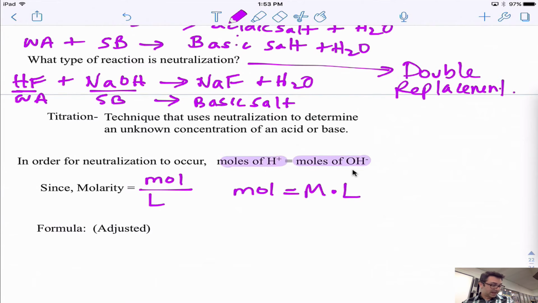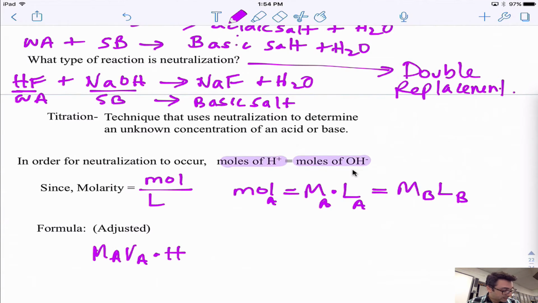And so this means that the molarity of the acid times the volume of the acid, since it's equal to the moles of the acid, will be equal to the molarity of the base times the volume of the base. And so now we can use this equation, and the formula will look like this. Molarity of acid times volume of acid times the number of H+ ions, and I'll talk to you why I do that in a second, equals molarity of base times volume of base times the number of OH- ions.